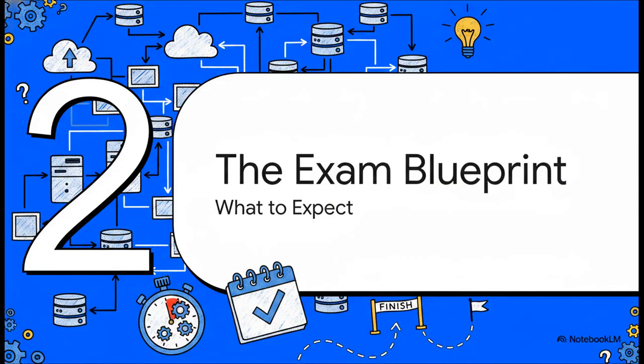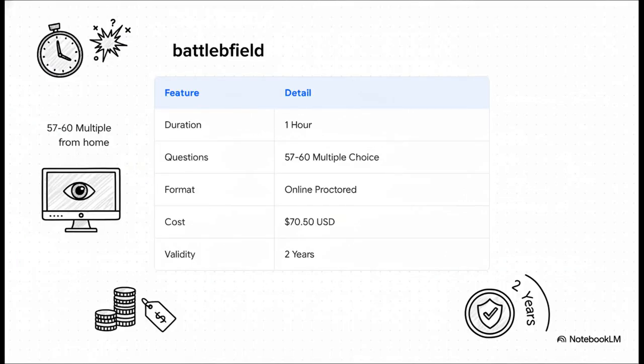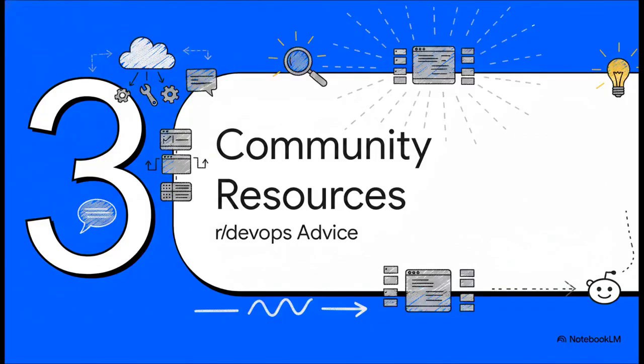Section 2. The exam blueprint and what to expect on test day. All right, here is the battlefield. You've got exactly 1 hour to tackle about 57 to 60 multiple-choice questions. The whole thing is online proctored, so you can do it right from your desk, and it's actually pretty affordable at just over $70. And the best part? Once you pass, that certification badge is valid for 2 full years. Not bad at all.